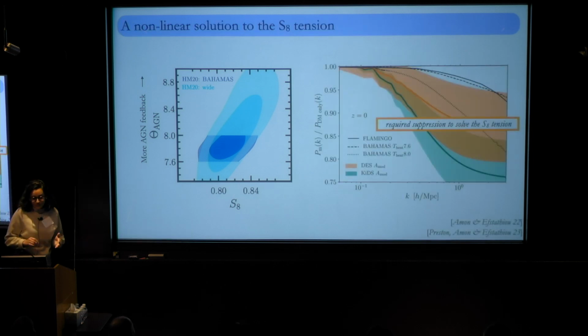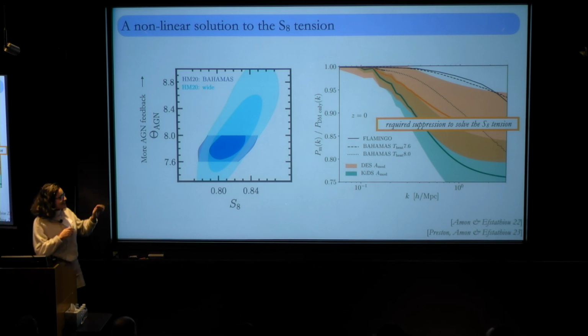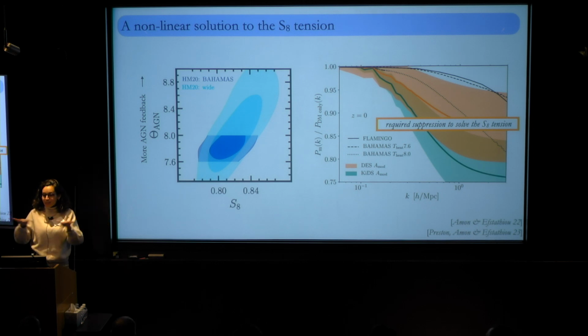In fact, we argued that it could be that we're underestimating feedback, and that's the cause of the S8 tension altogether. So we proposed that we should stop looking at the S8 tension as the difference between low and high redshift and look at it as linear versus nonlinear scales. And then we played this game where we reanalyzed the weak lensing data, pinning it to Planck CMB cosmology.